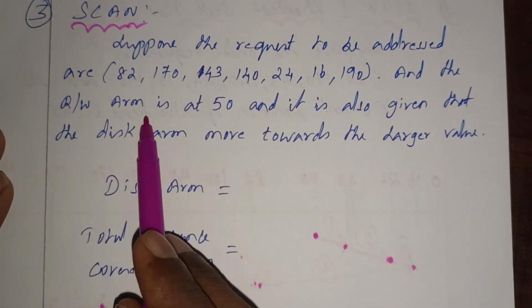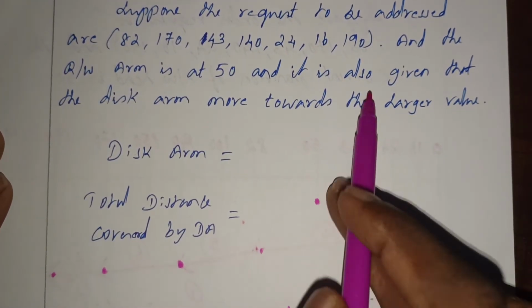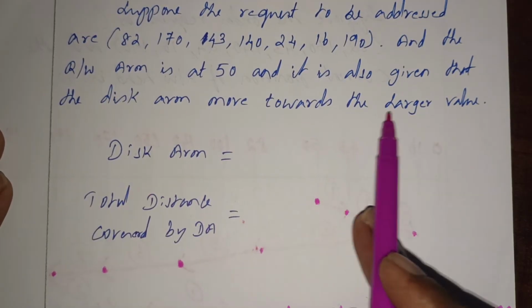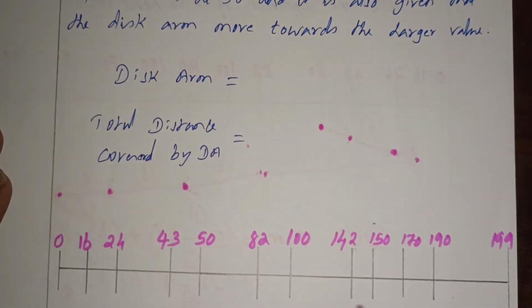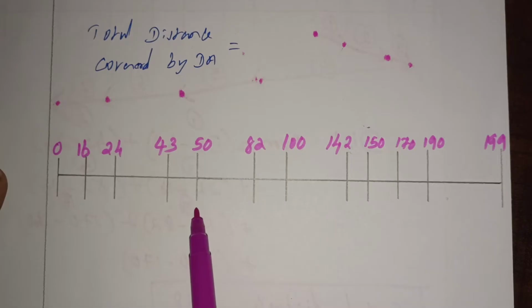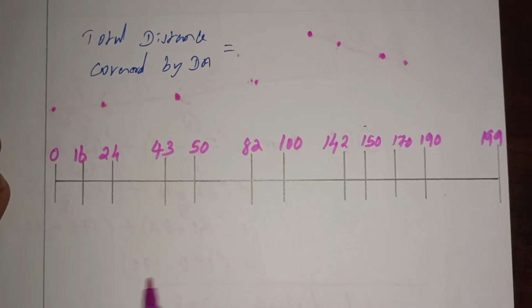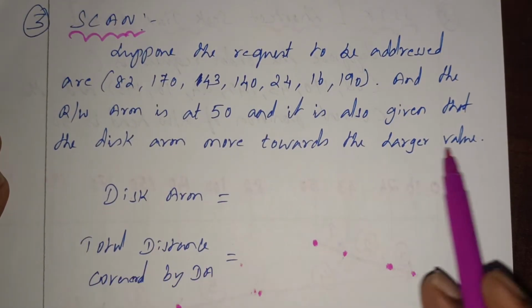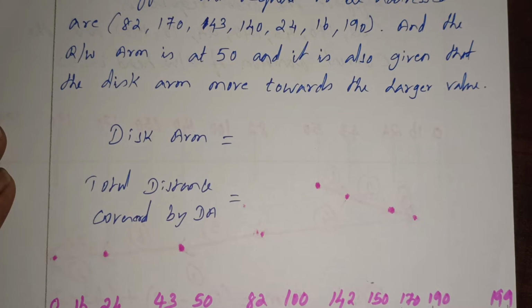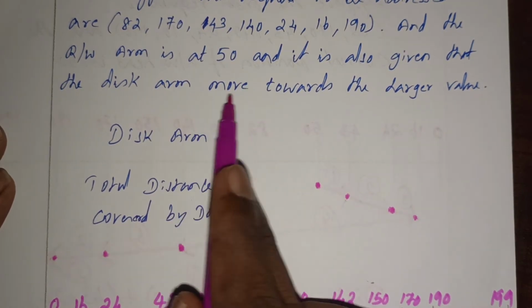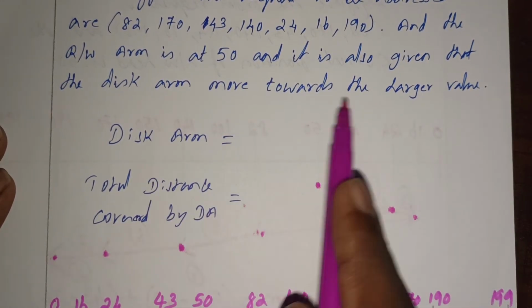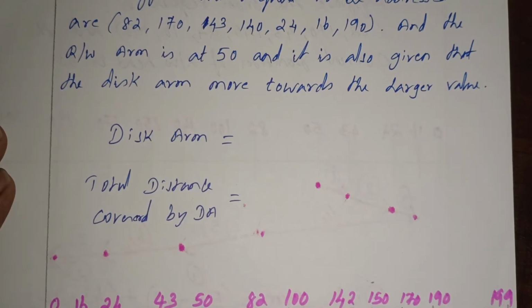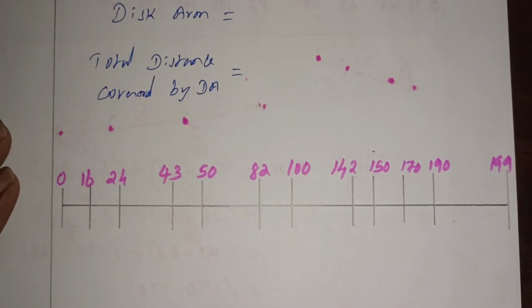The read and write arm is at 50, and it is also given that the disk arm moves towards the larger values. So it moves from 50, larger values are served first, and then the smaller values. This has been clearly given in the question itself. So we check whether it is moving to the larger or the smaller values, and according to this the algorithm proceeds. I hope you understand how larger and smaller works.